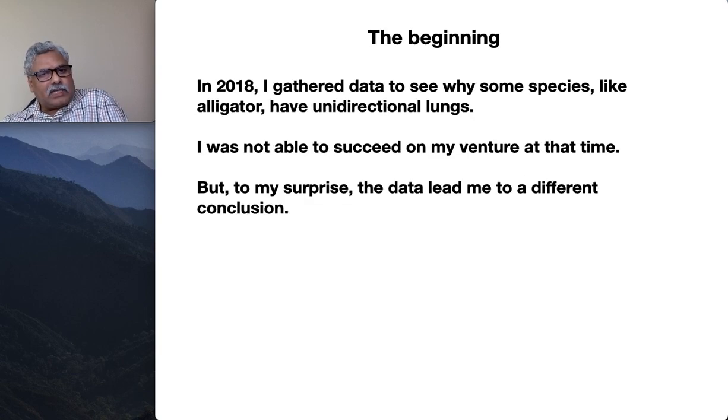Unrelated to that, in 2008, I gathered data to see why some species like the alligator have unidirectional lungs. One article describing that part of the alligator got my attention, and I tried to investigate that problem and collected data on many species, like their breathing systems and everything. Then I started to analyze that data. But in the end, I was not able to succeed in my venture at that time. I was not able to find a clue to why the alligator has a unidirectional lung.